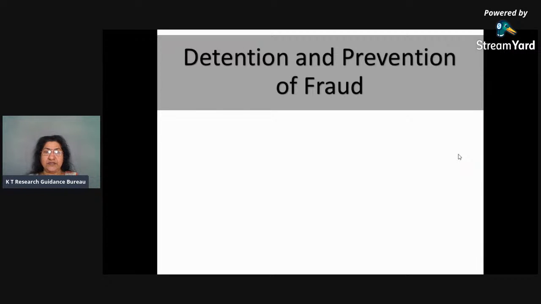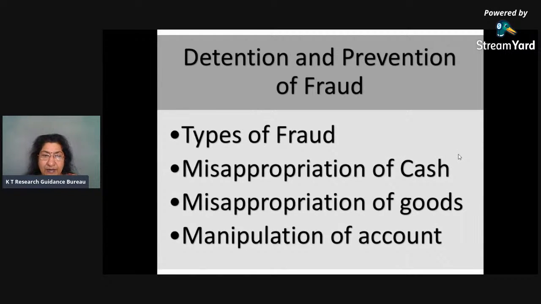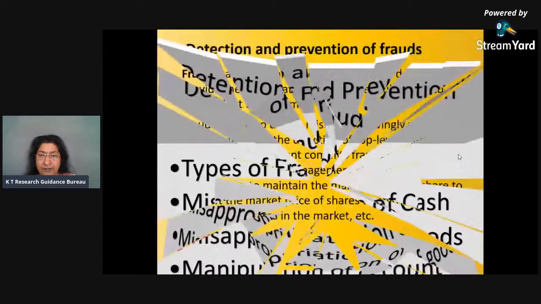Our another subsidiary objective is detection and prevention of fraud. Mainly, there are three types of frauds. One is misappropriation of cash. Second is misappropriation of goods. And third one is manipulation of accounts. So chances of first and second types of frauds are more among them.